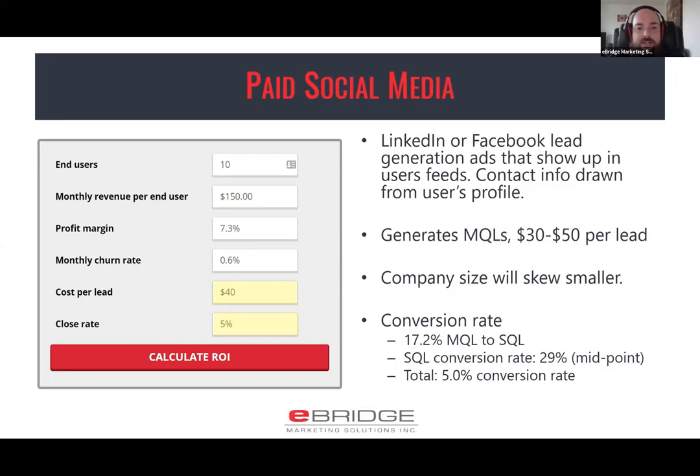And the company sizes here are going to skew a little bit smaller. So before we were assuming that the number of end users might be 25. Here I've adjusted it down to 10. I didn't highlight that cell, but at the very top, you can see that it's been adjusted down to 10. And I think that's just because big companies aren't making decisions on social media as much as small companies are. At least that's my experience. I'm sure it does vary a little bit.